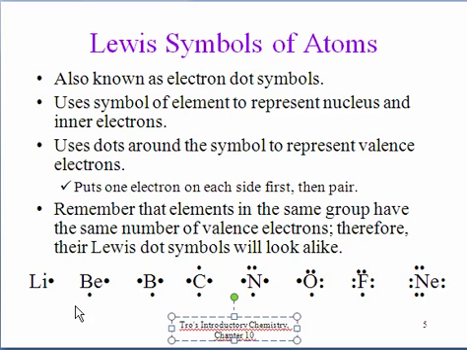So here we are with lithium, beryllium, boron. It doesn't matter whether you start on the right or on the bottom, on the left or on the top, but what does matter is that wherever you start, your next one is 90 degrees apart. And then once we get 5, 6, 7, 8, we start pairing. Now elements in the same group or column are going to have the same number of valence electrons, and therefore their Lewis dot symbols will look alike.